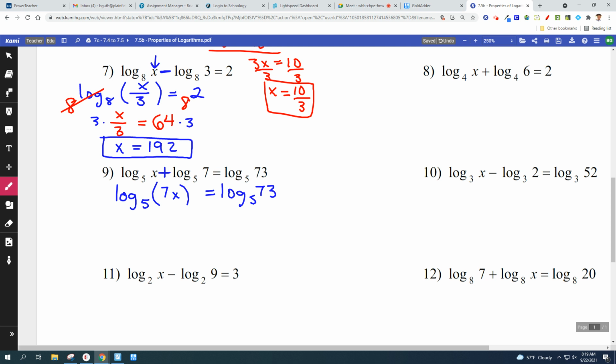All right. Notice you've got a log on both sides this time. So if you've got a log on both sides, then it's going to cancel. Your base 5 is going to cancel on both sides. And so this goes back to one of the first problems we had where everything canceled out and we didn't have to do that exponent thing. 7x equals 73. Divide by 7.